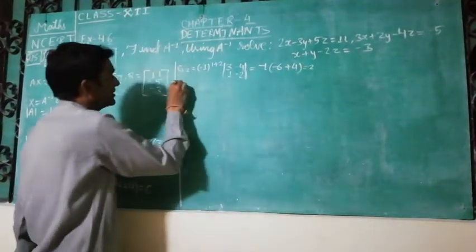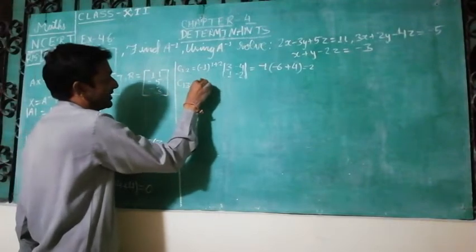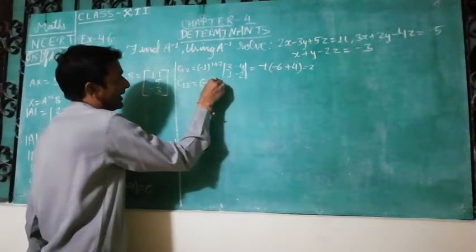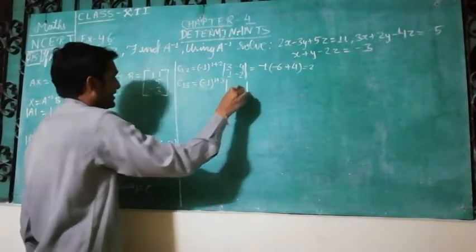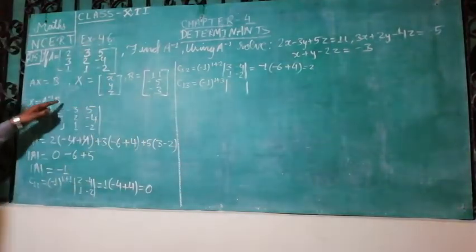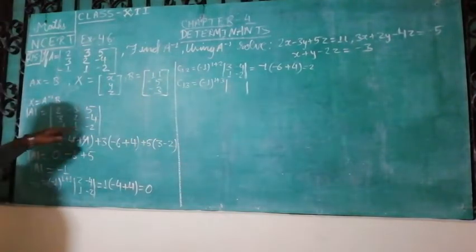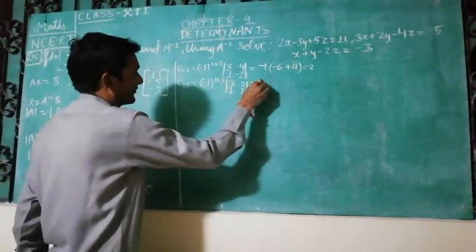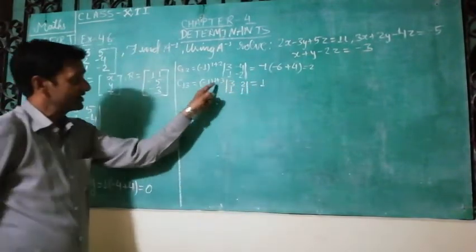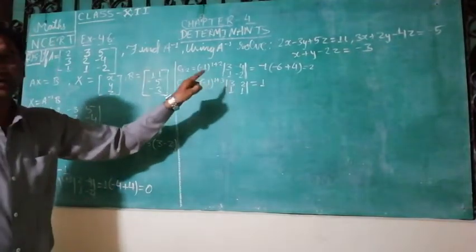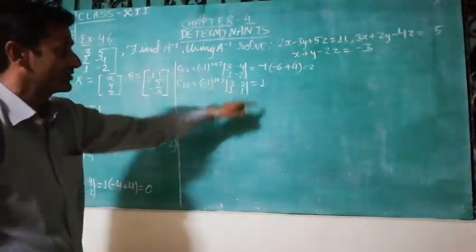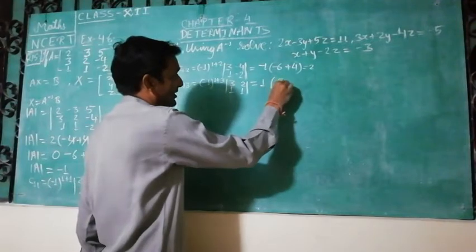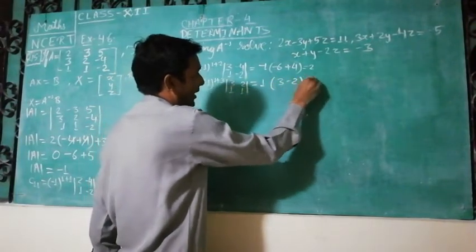Now C13. (-1) raised to the power 1 plus 3, and first row and third column will be eliminated. So the remaining is 3, 2 and 1, 1 in the determinant. After solving this we will get 1, because 1 plus 3 is 4, an even number, and (-1) raised to the power 4 is plus 1. Then 3 into 1 minus 2 into 1, that is 1.